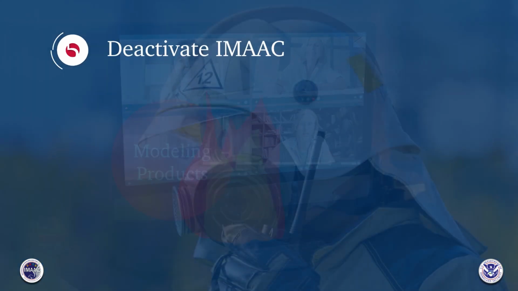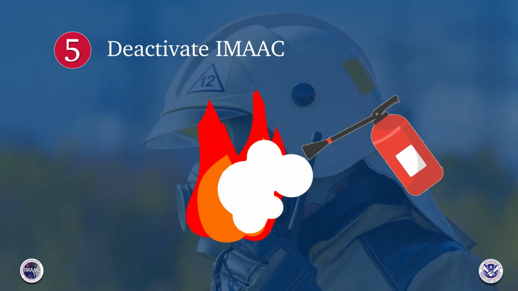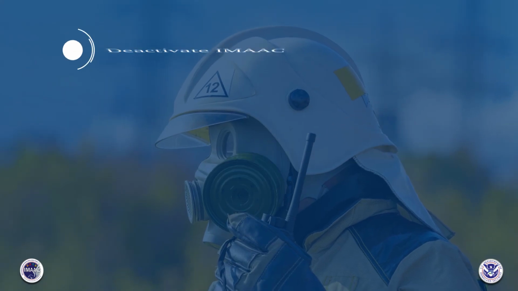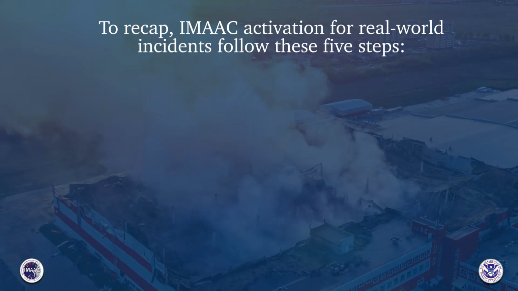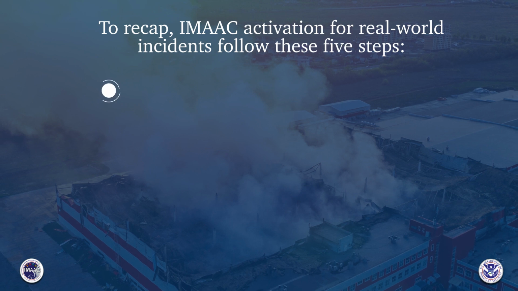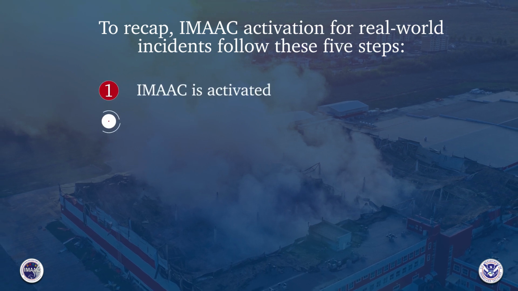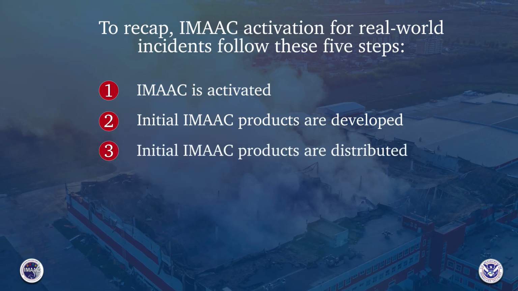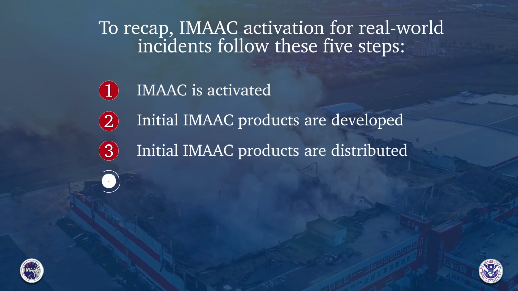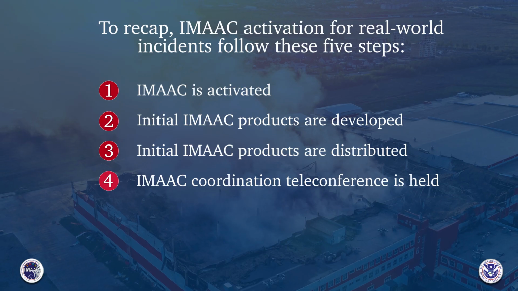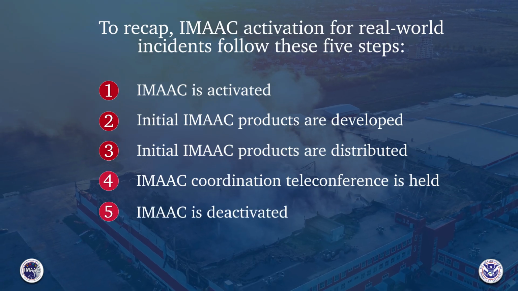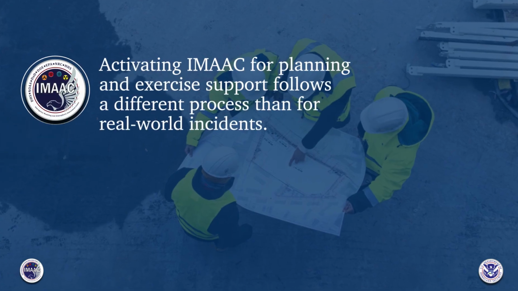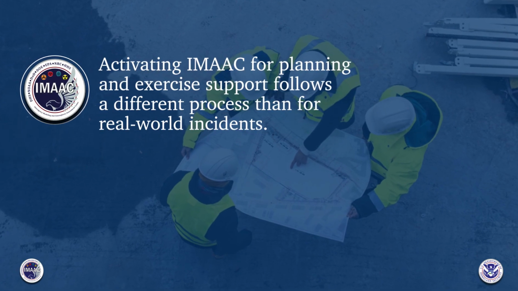The fifth step of the process is the deactivation of IMAAC when the incident is resolved or support is no longer required. To recap, IMAAC activation for real-world incidents follows these 5 steps. 1. IMAAC is activated. 2. Initial IMAAC products are developed. 3. Initial IMAAC products are distributed. 4. IMAAC coordination teleconference is held. 5. IMAAC is deactivated. Activating IMAAC for planning and exercise support follows a different process than for real-world incidents.